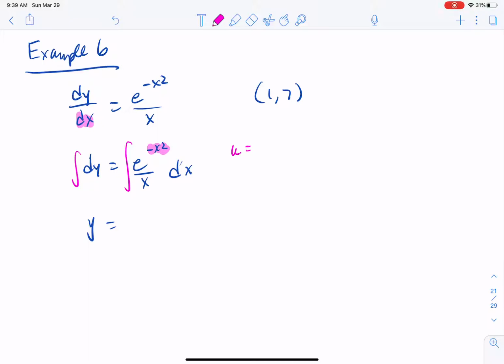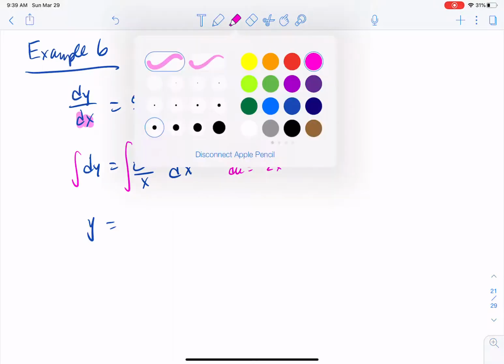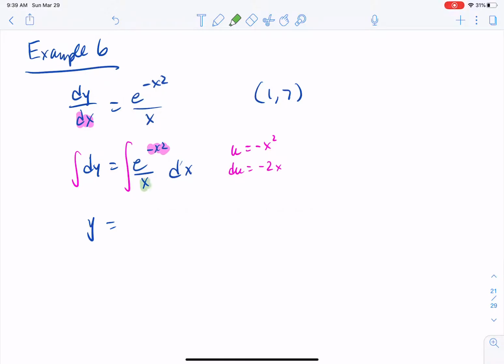So we go u is equal to negative x squared, and then our du is equal to negative 2x. That didn't help because my x is actually on the bottom here. It's not on the top. I can't actually fix that. Okay, so that didn't work. Let me cross that out.